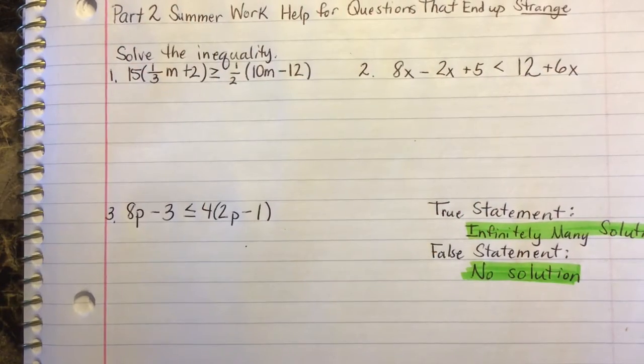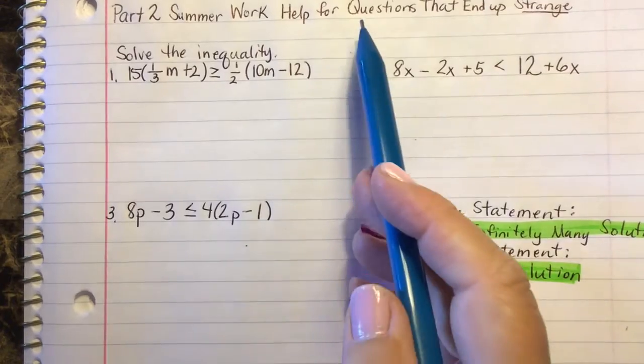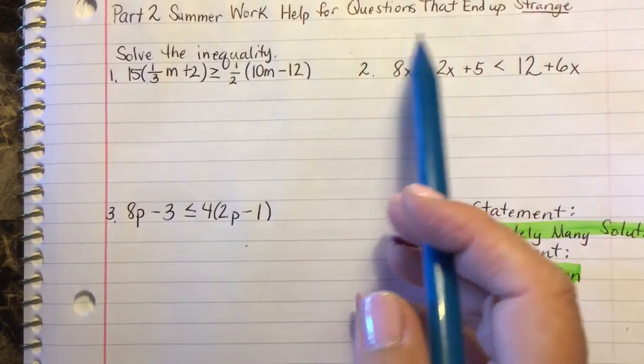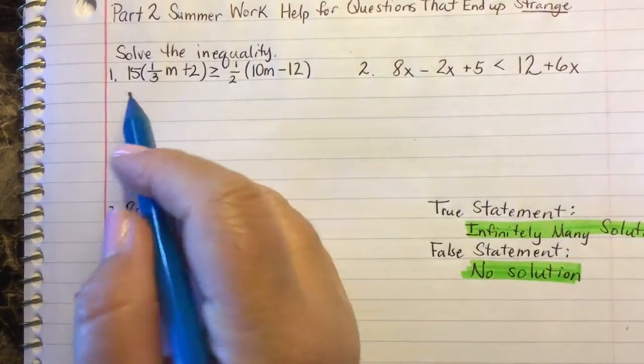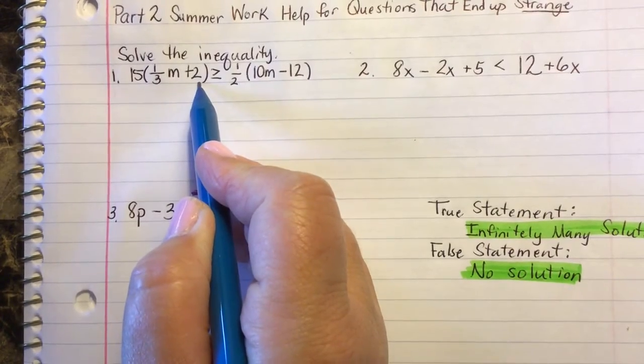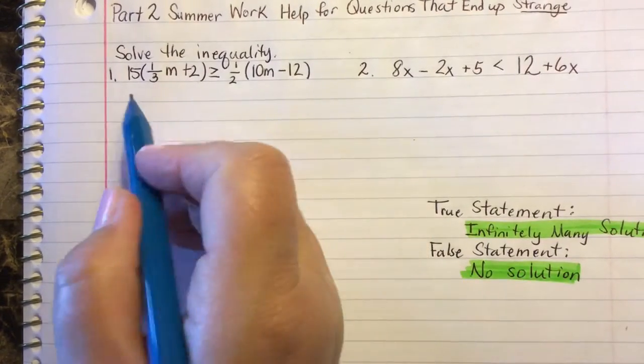To do a couple videos to help you with summer work assignment number 2. There are a few questions that end up with strange answers. So here's my first example. I'm going to distribute the 15 to this binomial and the 1/2 to this binomial.